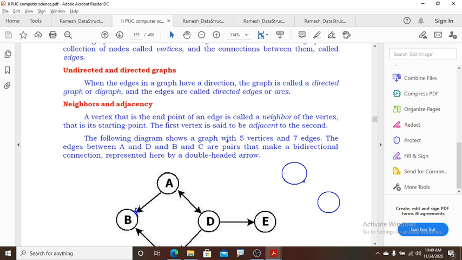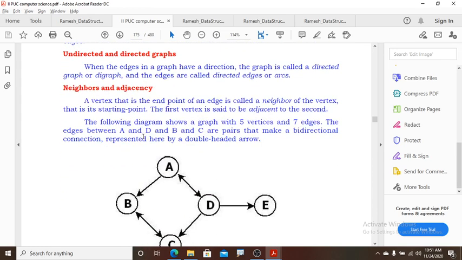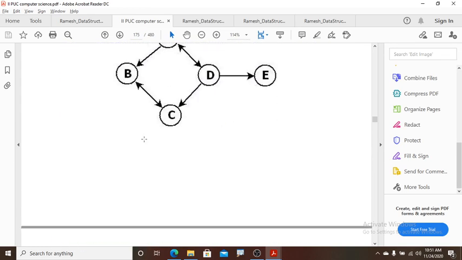The following diagram shows a graph with 5 vertices and 7 edges. Observe here how many vertices there are. You can observe 5 vertices and 7 edges. How? 1, 2, 3, 4, 5, 6, 7, 7 edges. How many vertices? 1, 2, 3, 4, 5, 5 vertices. A and B, they have given the directions here. We have to write this graph and this explanation.